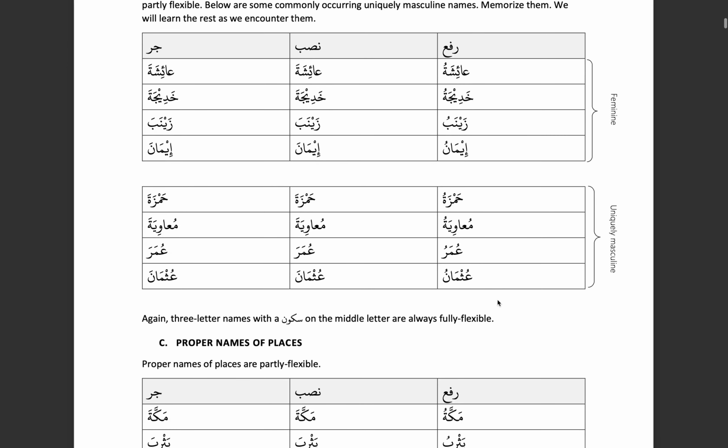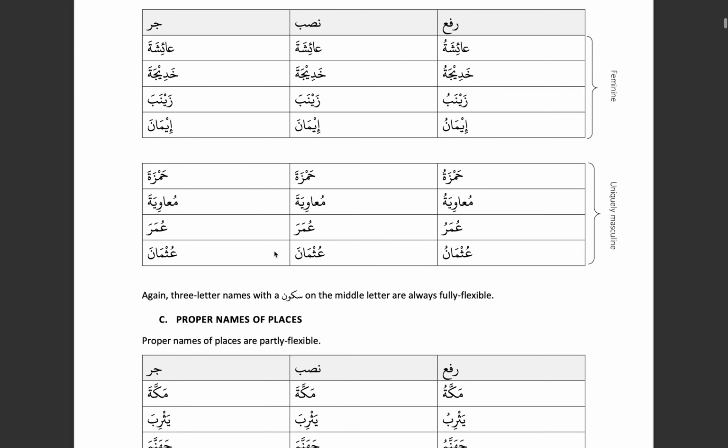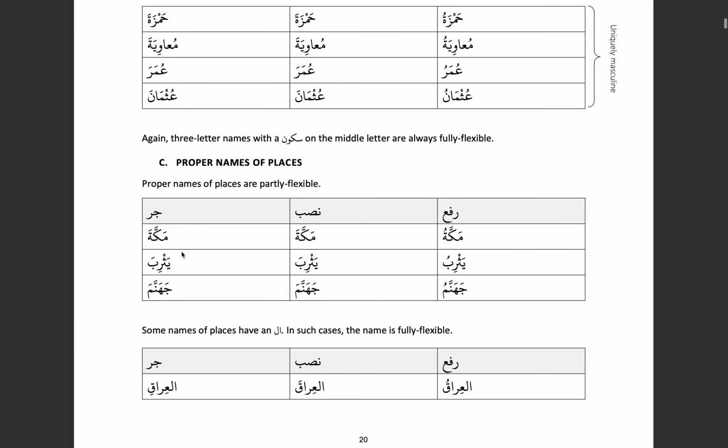And of course, if it's actually names of men that are uniquely only for men, for example, Hamza, Muawiyah, Osman, Nu'man, Umar, you cannot have a female version of them or something like that. It's just uniquely for men. So they are also partly flexible. As you can see, Umar, Umaru, Umara, Umara. Then now that's about the names. And also about the places.